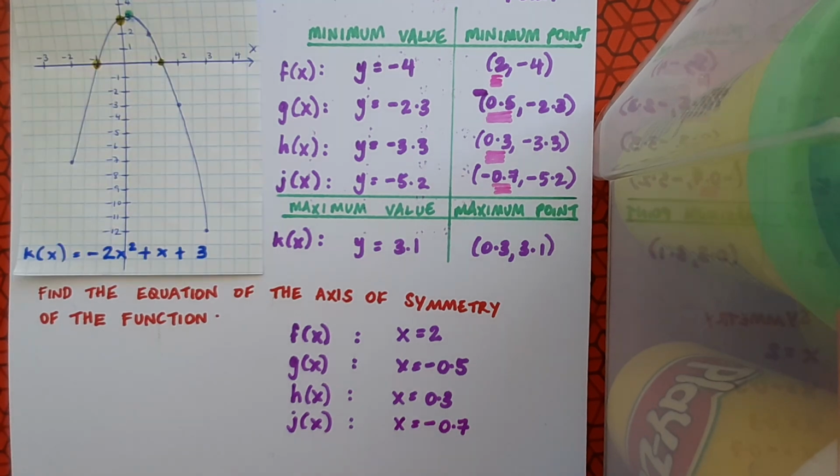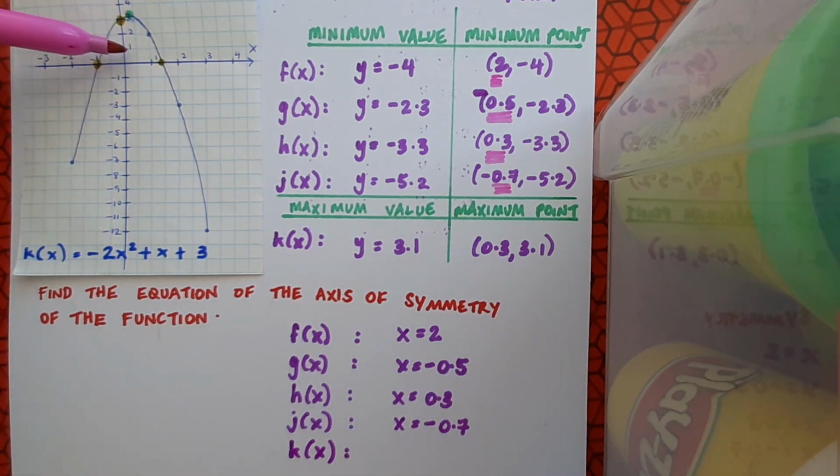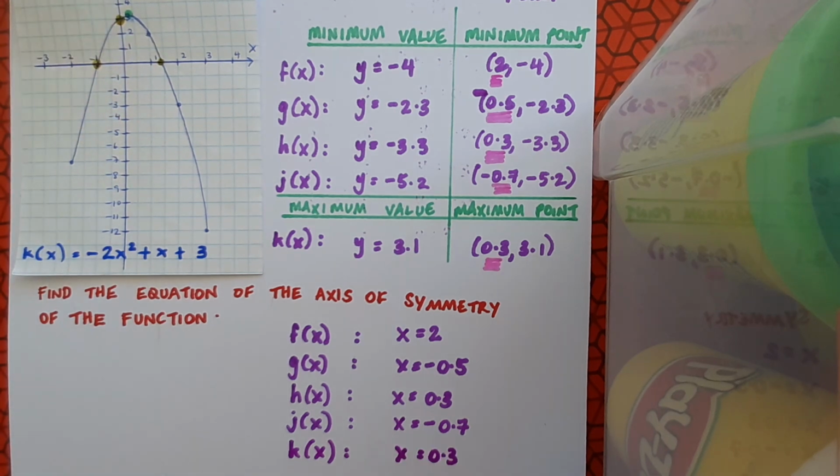And finally, we have k of x. It had a maximum point, but the same concept still applies. The point was here at the point (0.3, 3.1). So the axis of symmetry runs through x equals 0.3. And so that's the equation of the axis of symmetry in that case.